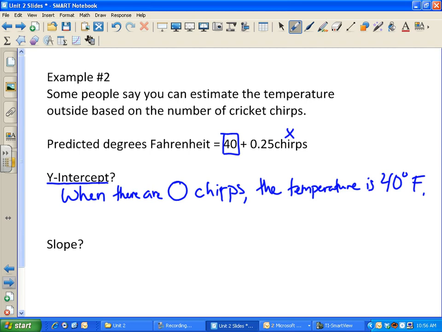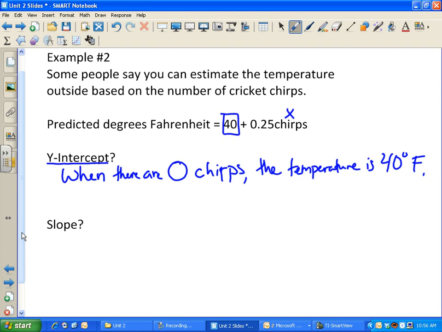By the way, that kind of makes sense to me. 40 degrees is kind of cold, so I'm hearing 0 chirps because probably there are no crickets outside because it's very cold. So I like this one. The y-intercept kind of makes sense to me. I could hear 0 chirps and I could have a temperature of 40 degrees. It makes sense.